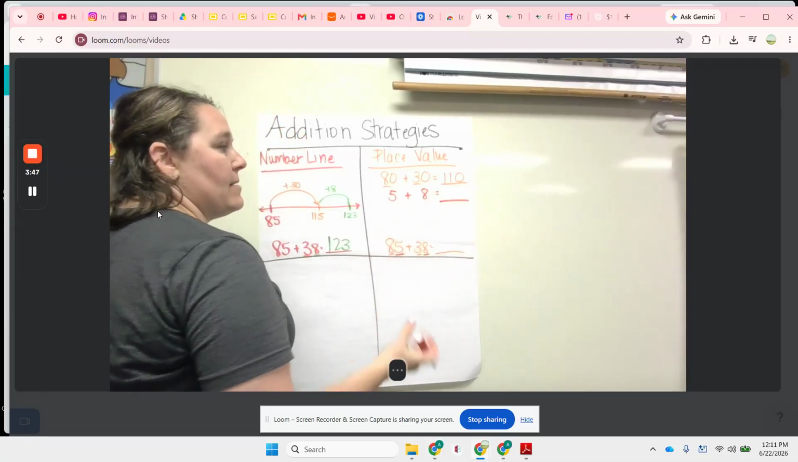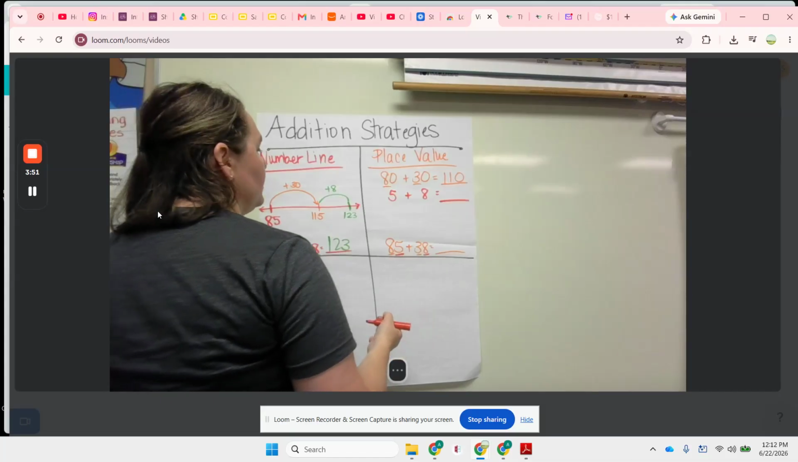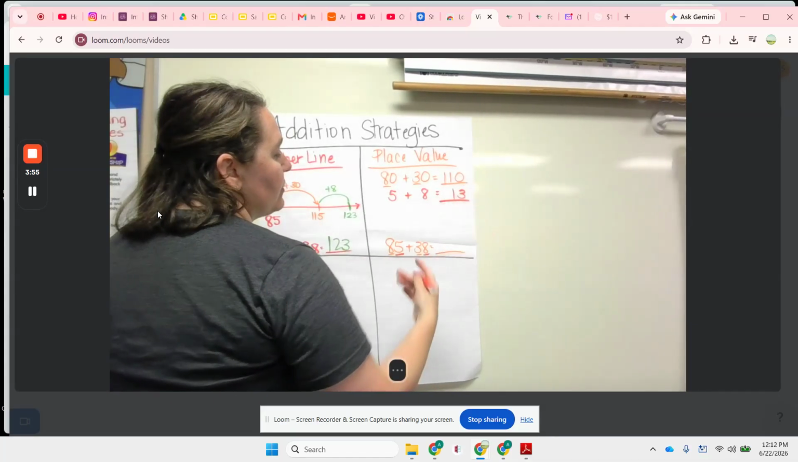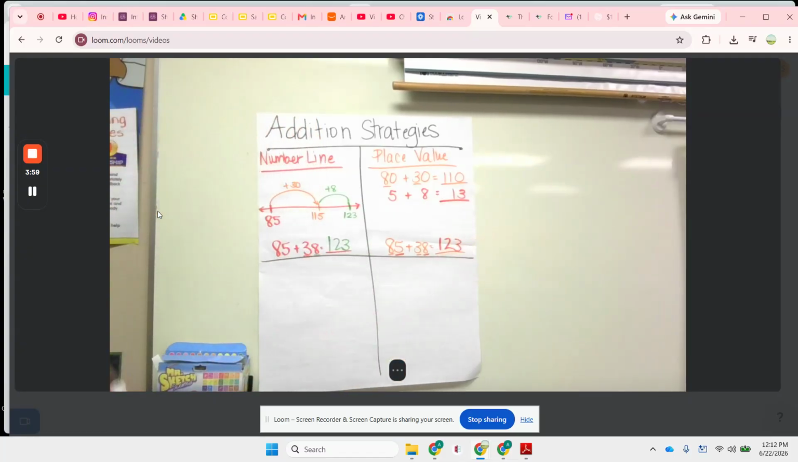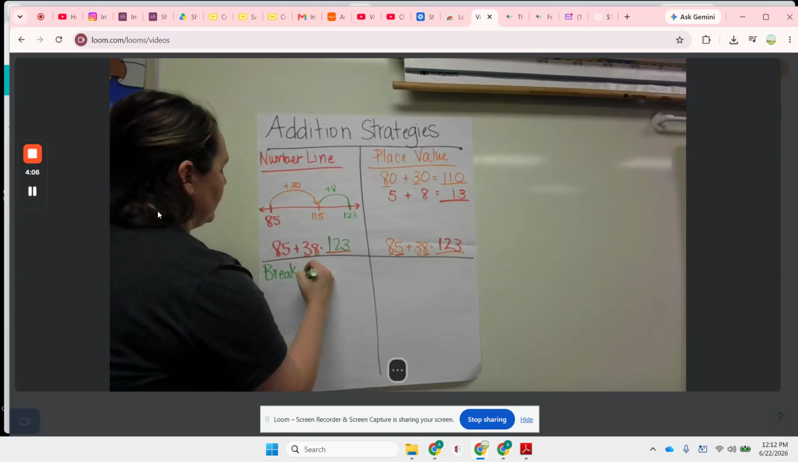Then can I just keep them as a 5 plus an 8? Hopefully they can tell you because they are in the ones place that yes, you just keep them 5 plus an 8, which you would add together. So then you would end up adding them together to get your answer, sum of 123. So down here is where you are going to do break apart.